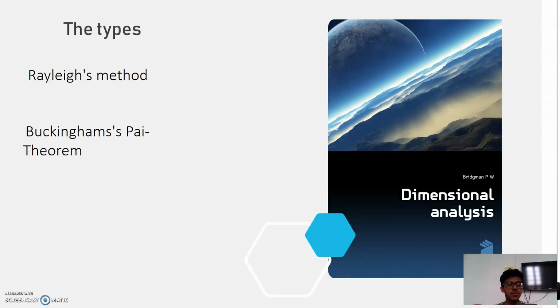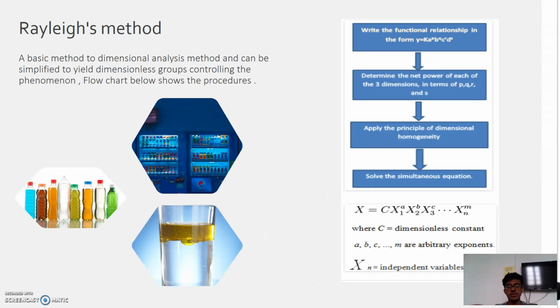Next we have the types. We have two types here: Rayleigh's method and Buckingham's pi theorem. These are the two types of dimensional analysis that we are using right now. Firstly, we have Rayleigh's method. It's a basic method of dimensional analysis that can be simplified to yield dimensionless groups controlling the phenomenon. The flow chart below shows the procedure. As we can see from the graph here, it indicates the functional relationship in this form.